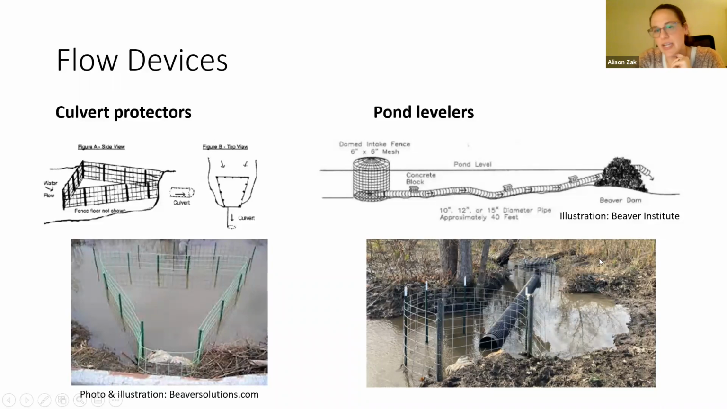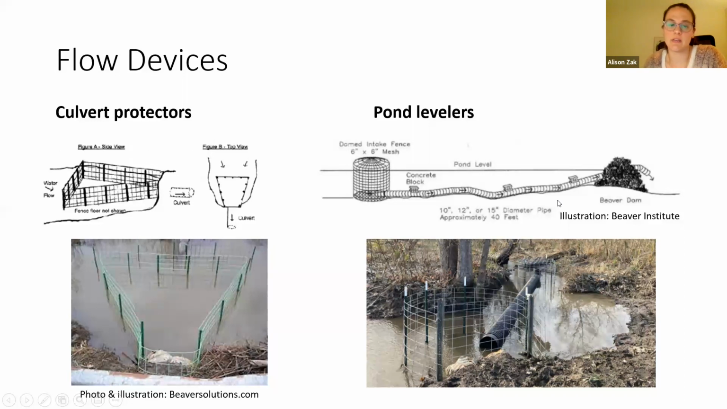So then on the right is the pond leveler design of the flow device. And once again, you'll see lots of variations on this design if you get into learning about flow devices at all. But the general idea here, so it can go through a culvert, you could have a pond leveler, or it can go straight through a beaver dam.